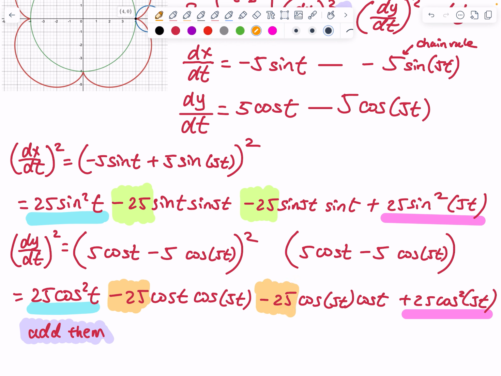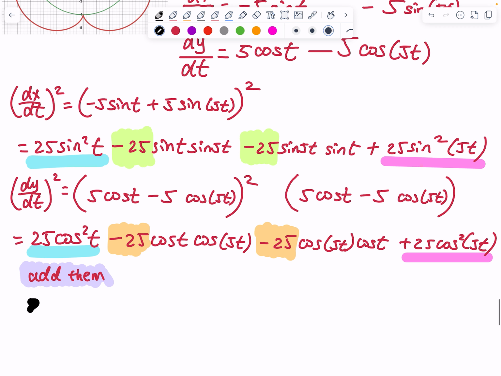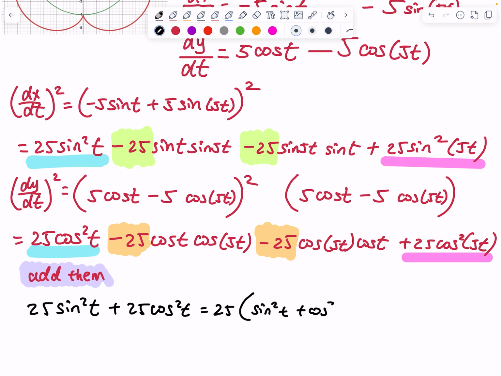And then what we are going to do next is here. So I will just make a note. This one I will just do an example. This is 25 sine square t, and then plus 25 cosine square of t. I will factor out a 25, and then sine square plus cosine square. Sine square plus cosine square, don't tell me you don't remember. This one you cannot forget. It equals 1. So that is 25 times 1 equals 25.